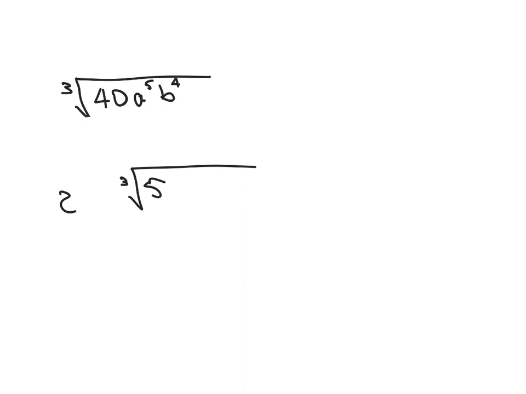Now what I've got is a 3 and an a to the 5th. How many times does 3 go into 5? It goes in there once with 2 left over. So again, index, how many 3's are in 5? There's 1 and there's 2 left over. The remainders always stay under the radical.